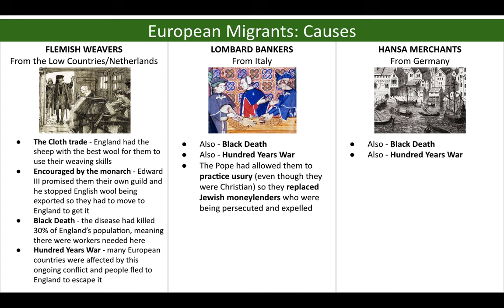The Hansa merchants also come to get the jobs provided by the Black Death. They also are trying to avoid the Hundred Years' War, which has affected Germany. But specifically, they are given trading rights by the king for the Hanseatic League to trade in England. So all three of them have economic reasons: cloth trade, banking, and international trade, but they also are trying to avoid the Hundred Years' War, and they also are trying to take job opportunities created by the Black Death.